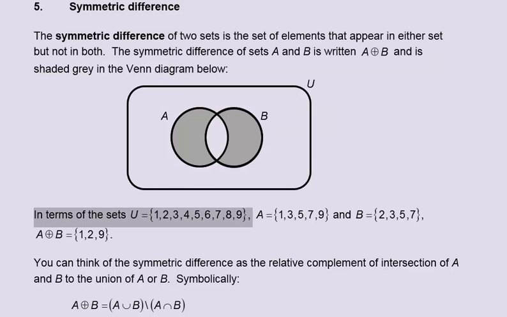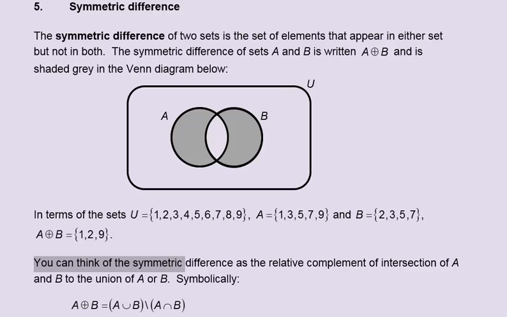In terms of the sets U = {1, 2, 3, 4, 5, 6, 7, 8, 9}, A = {1, 3, 5, 7, 9}, and B = {2, 3, 5, 7}, the symmetric difference of A and B is {1, 2, 9}.